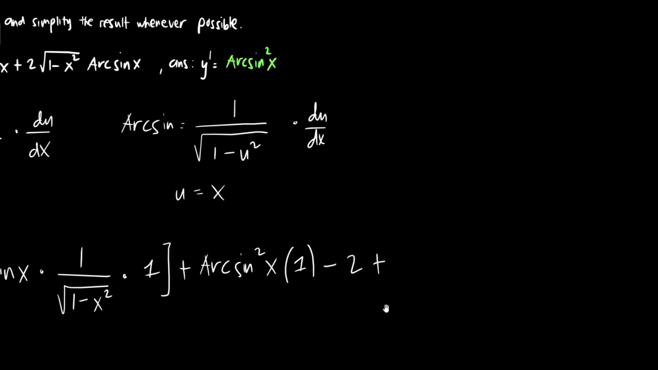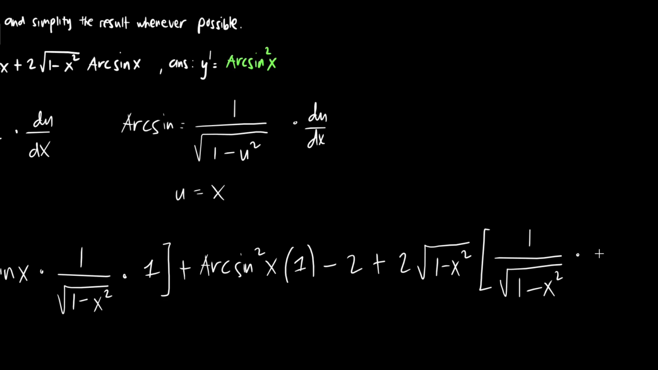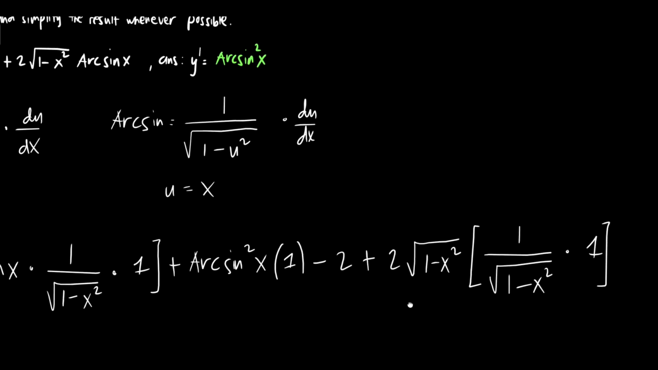Plus, we just copy 2 square root of 1 minus x squared first. We have the derivative of arcsine of x, which is just equal to 1 all over square root of 1 minus u squared. Our u here is just equal to x, so x squared, and d over dx of x is just equal to 1. Similarly, multiplication rule of differentiation, so we'll add.